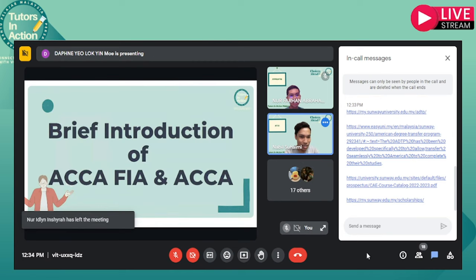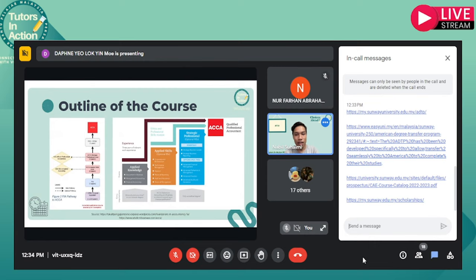Today I'll give a brief introduction of ACCA FIA and ACCA. There's actually a difference between them. Even though ACCA FIA is a sub-department under ACCA, it is like a pre-university program for ACCA. ACCA is a whole other course, different from ACCA FIA, which stands for Foundation in Accountancy. Looking at the right side of the diagram, starting from the bottom up, if you did SPM and want to proceed to ACCA, you will have to do ACCA FIA first, the blue box, which consists of 7 papers.